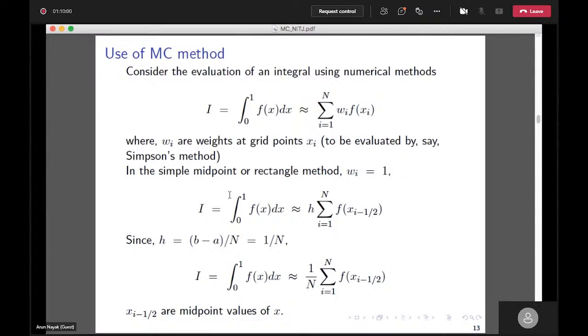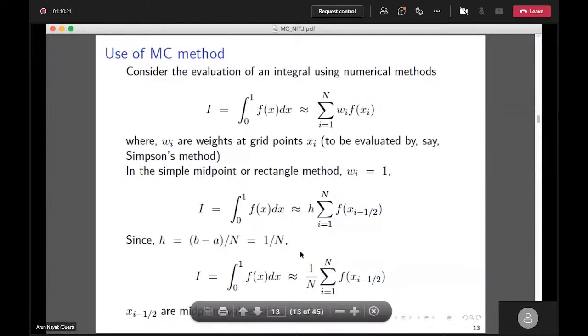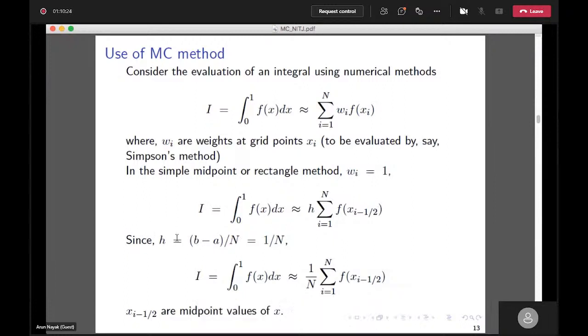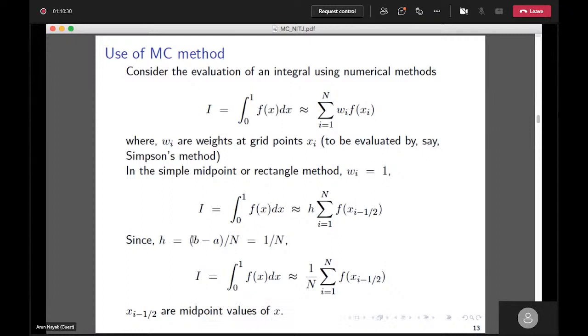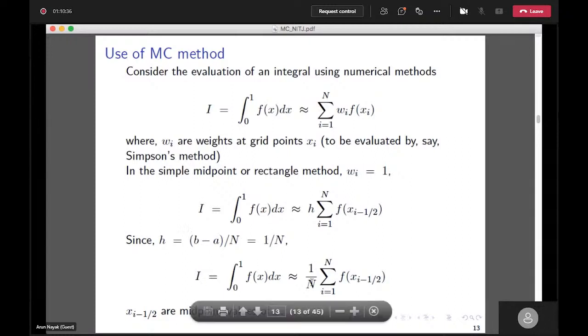So the integral is approximately h, the step length or distance between two grid points, times the sum of f(x_{i-1/2}), where the x_{i-1/2} are the midpoints between two points. That's what we do. And h is (b minus a) over n, or in this case b minus a is 1, so it is 1 over n. So what we write is I equal to 1 over n times this sum. This is what we do in the midpoint method.